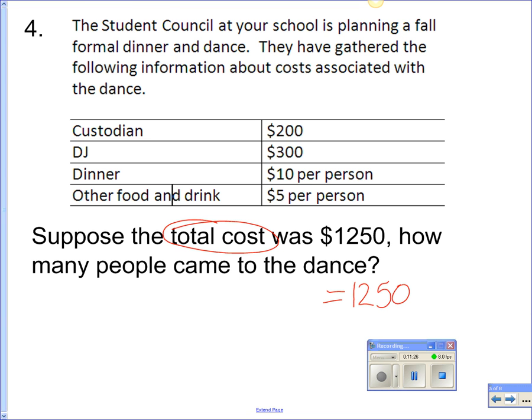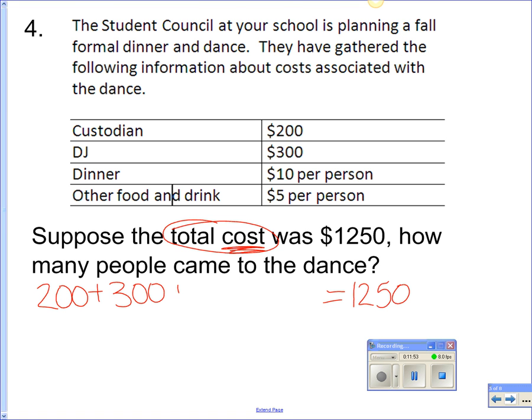So I'm adding up the cost of a dance. So what was one cost of the dance? $200 for the custodian. So I had to pay $200. Total means I'm adding. So I'm going to put a plus. What else did I have to pay for? DJ, which is 300. Okay, so 200 plus 300. Give people a minute to write that down.